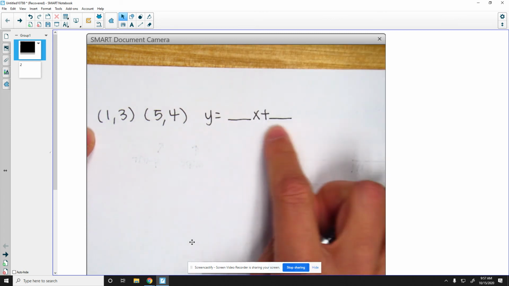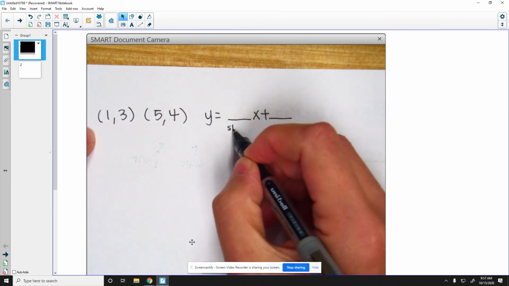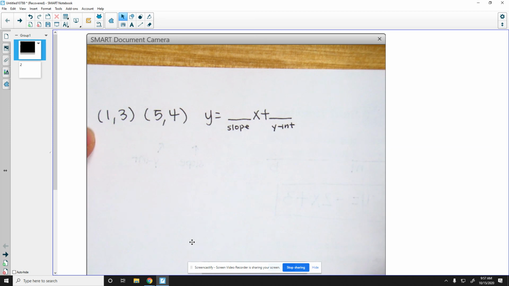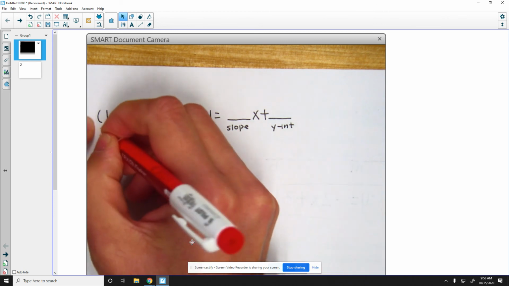Okay, I know that this is my equation. I have to fill in a slope number, and I have to fill in the y-intercept number. Does anyone have any idea how I can start this problem? Okay, she said you have to start by finding the slope. Yes, that's the only first step you can take. Any other first step, I don't think you would get the right answer. So let's find the slope.